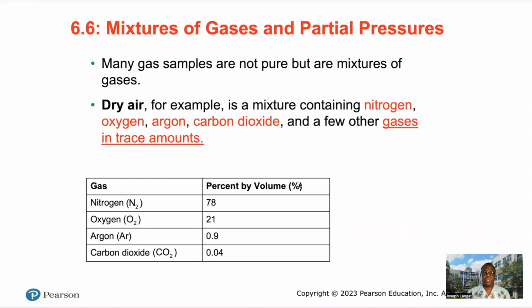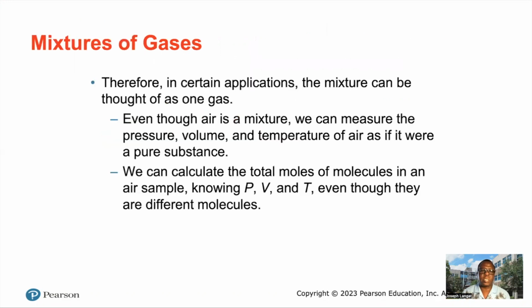Percent by volume for each gas: predominantly, we have nitrogen in the atmosphere. About 75% of dry air is nitrogen, 21% oxygen, argon 0.9%, and carbon dioxide 0.04% in the atmosphere. This is just an illustration that dry air is a mixture of gases. It's not one pure type of gas. In nature, we have a combination.